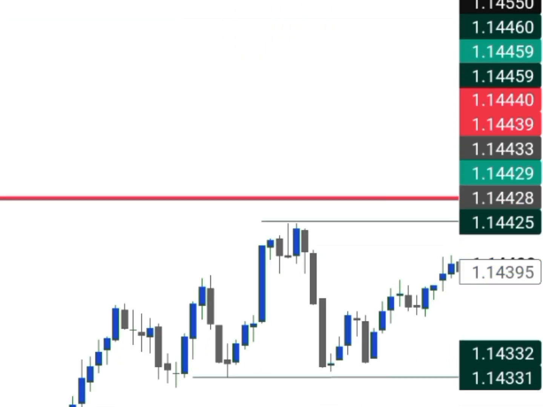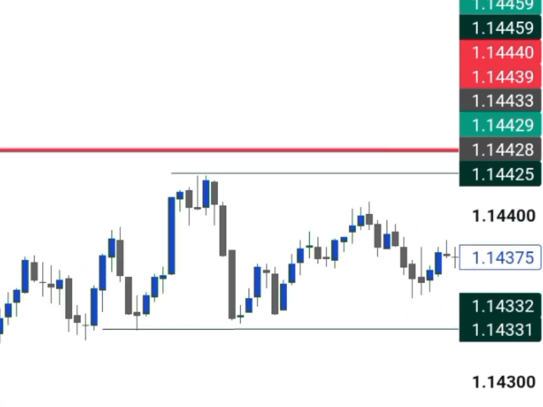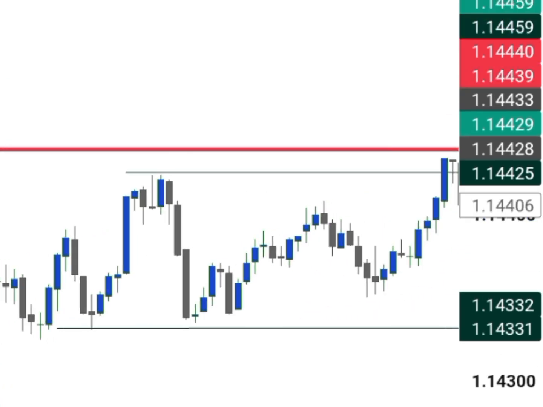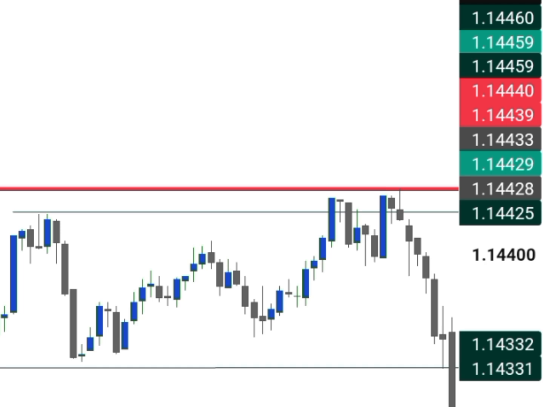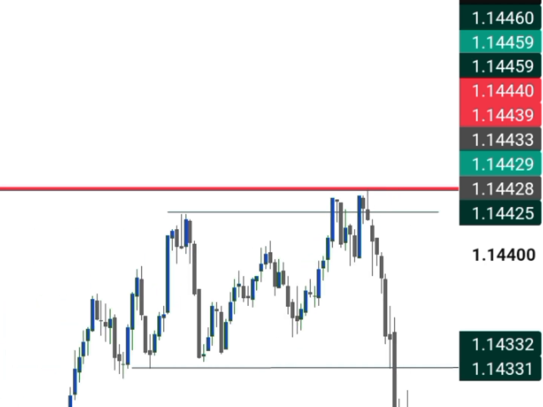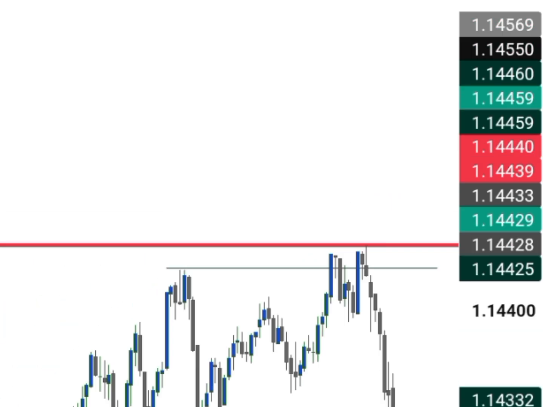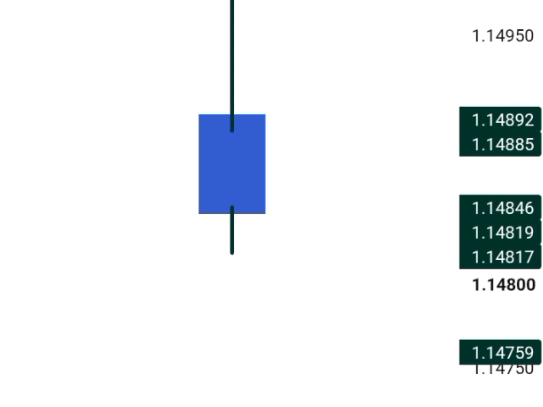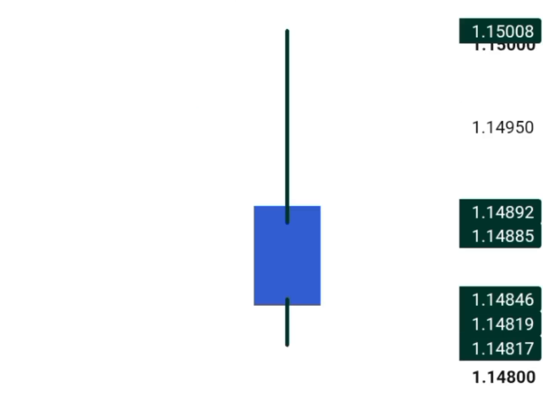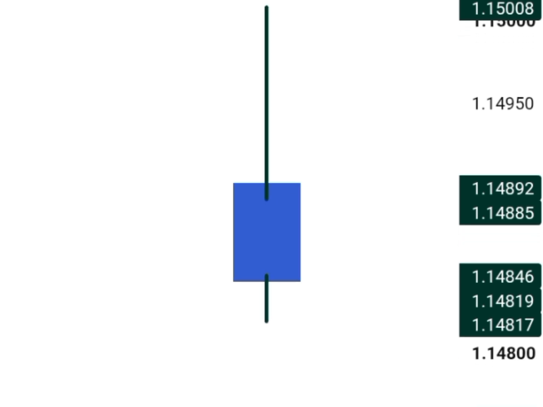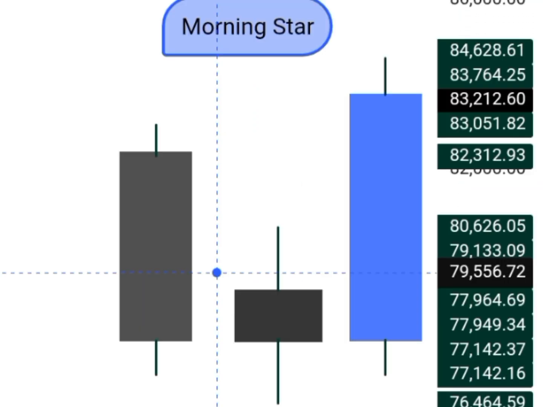All that being said, those are the most important candlesticks that you need to know. There are many others, but those are the most common and have the most impact on the market. So now we are going to do candlestick patterns. A candlestick pattern is made up of two or more candlesticks together. We'll start with the morning star pattern.